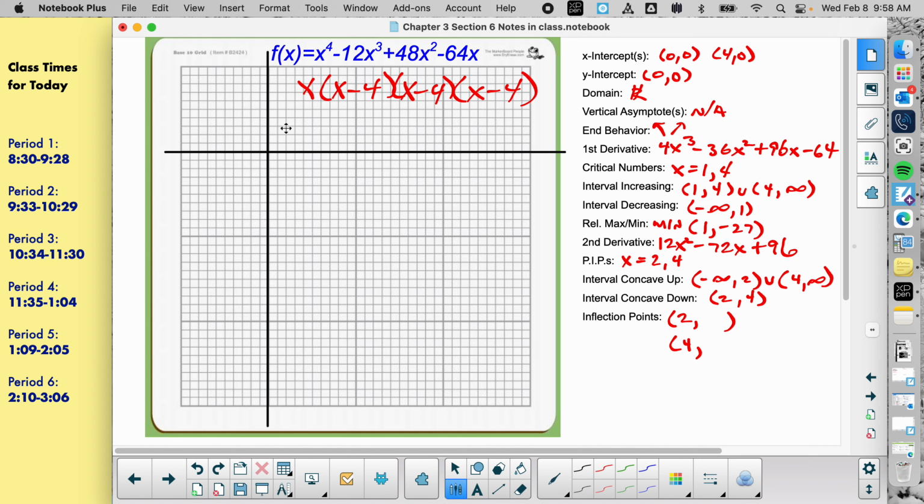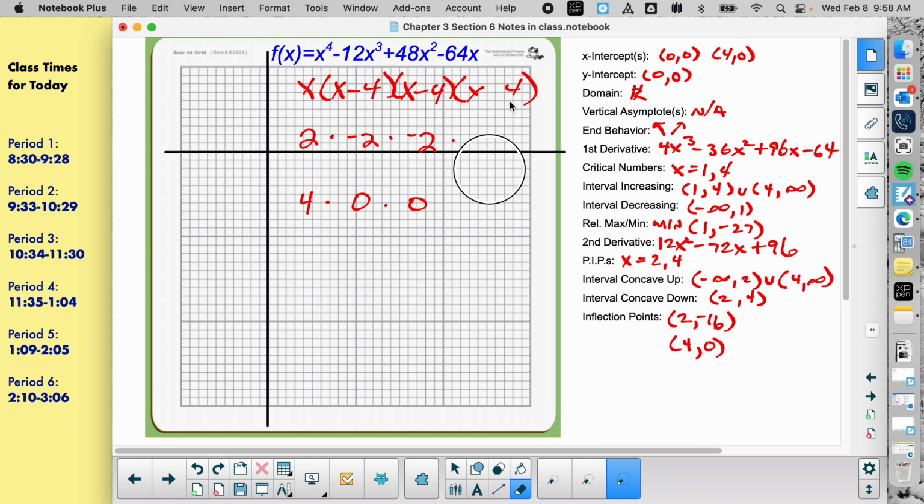So plugging in 2 would give me 2 times negative 2 times negative 2 times negative 2. Yeah, negative 16. 4. 4 times, oh, I like this one. This one's nice. Oh, I should have known 4, 0 because that was an x-intercept. Okay, we got a lot of information here. Now we need to draw it.